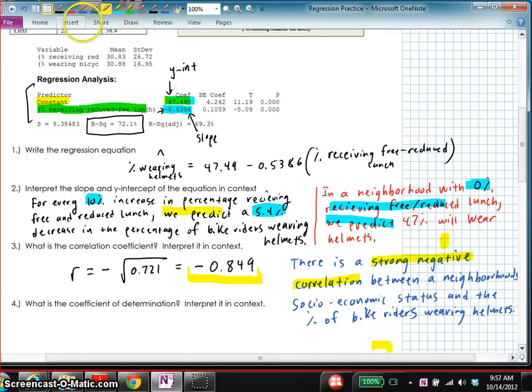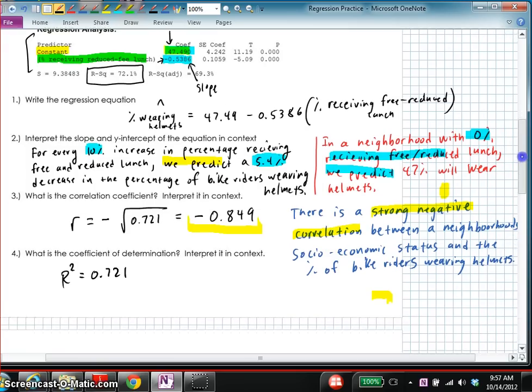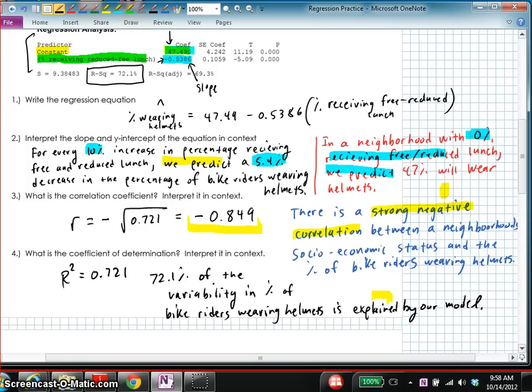Correlation, the coefficient of determination, that's called r squared. r squared is given to us. It is 0.721. That can be interpreted as a percentage. Let me write an interpretation of that. All right, so I'm going to say that 72.1% of the variability, and highlighting some keywords, in the number of bike riders wearing helmets, that's the response variable, is explained by our model.